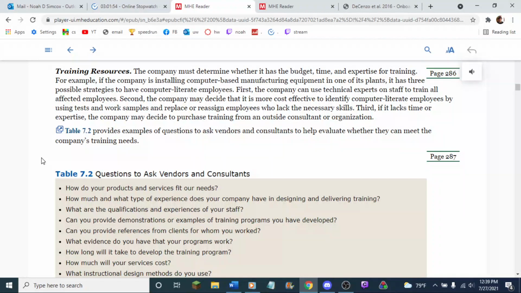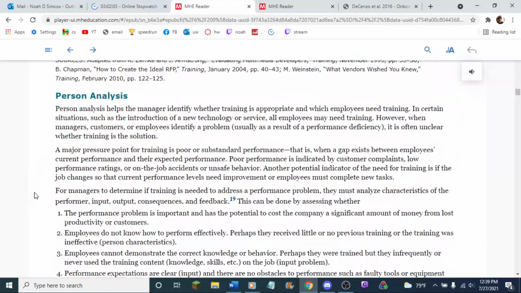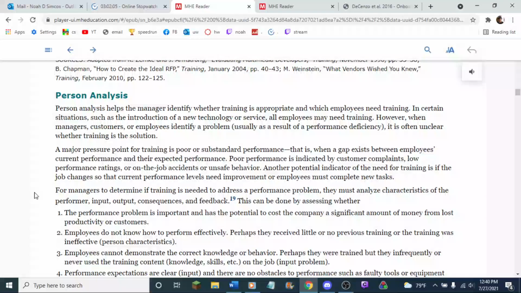The table provides examples of questions to ask vendors and consultants to help evaluate whether they can meet the company's training needs. Person analysis. Person analysis helps the manager identify whether training is appropriate and which employees need training.